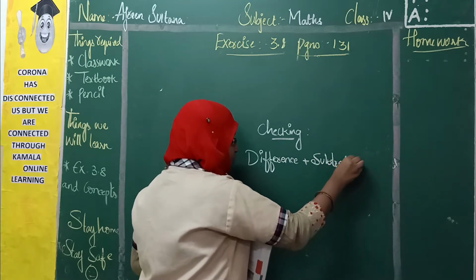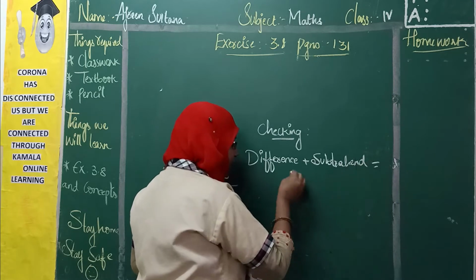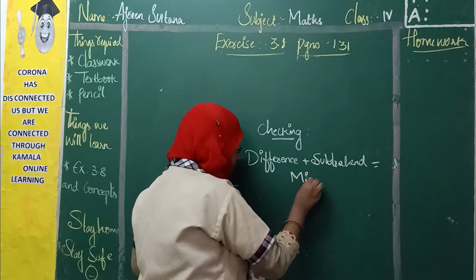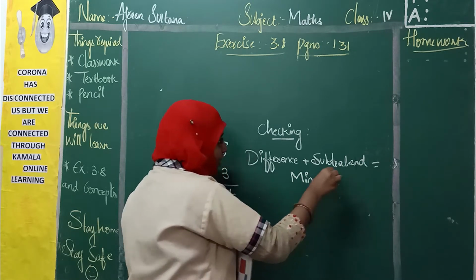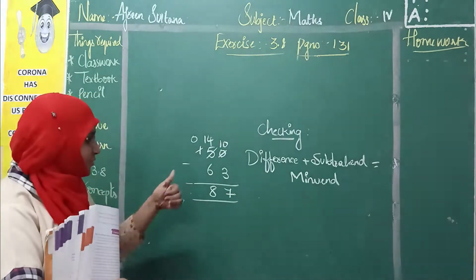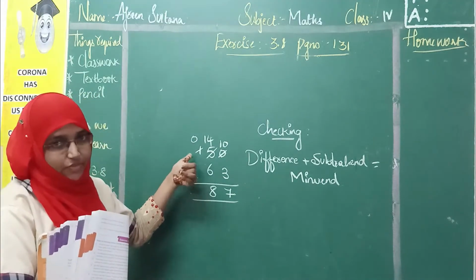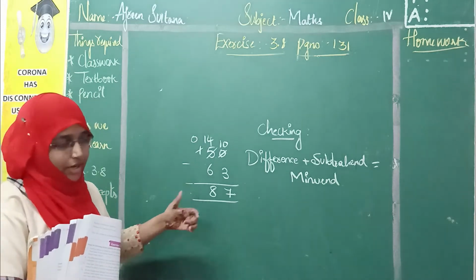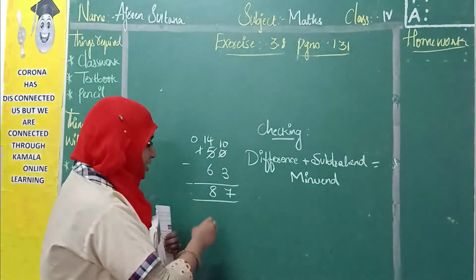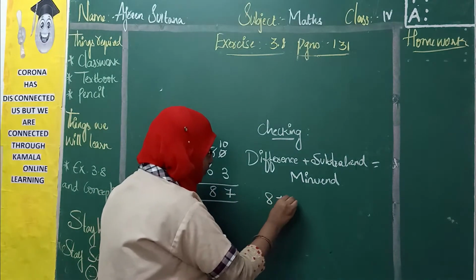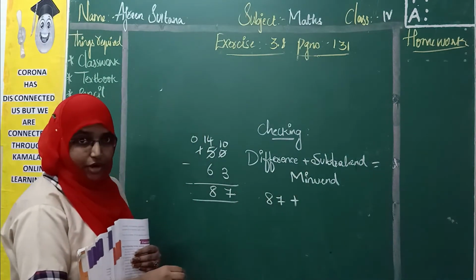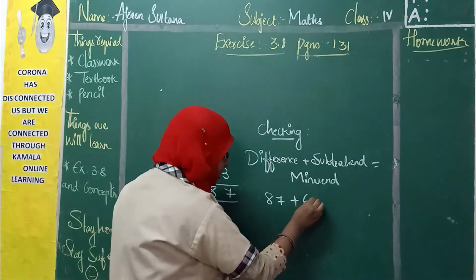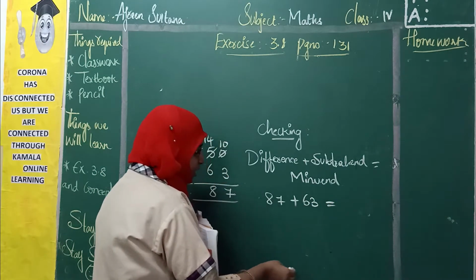When I add these two, what am I going to get? I am going to get the minuend. What is the minuend? That is 150. If I get the answer 150, then the difference which I got is exactly right. Now what is our difference? The difference is 87, plus the subtrahend, 63. Let us add and see whether we get the same.